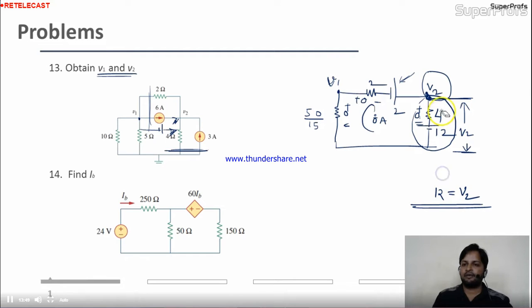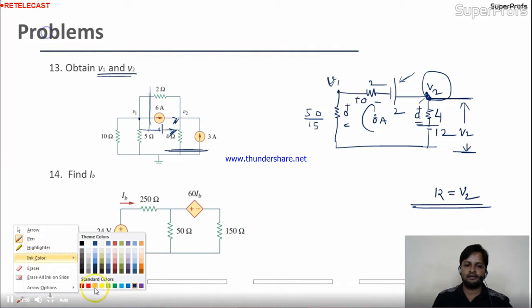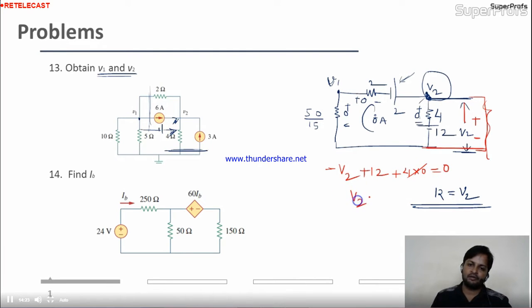See, simply for this circuit you can apply the KVL over here also. Let me change the pen color. I'm taking the red one. See, suppose this is the entire closed circuit. This is nothing but the V2. Sorry, this is not a closed circuit. This is the battery V2 over here. So we'll start the circuit analysis from here. Coming here, we are getting minus V2. Minus V2, going to plus 12. Here I'm getting plus 4 into 0 equal to 0. This will go out. V2 equal to 12.